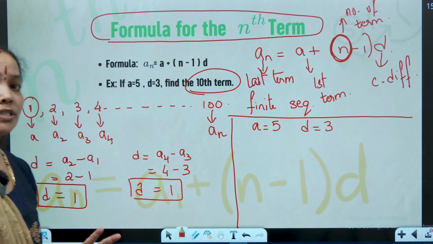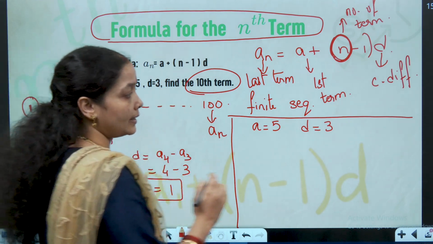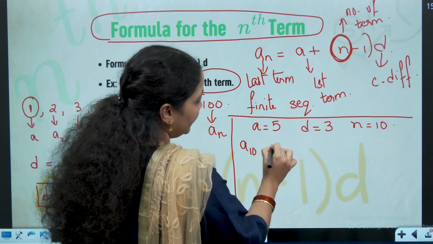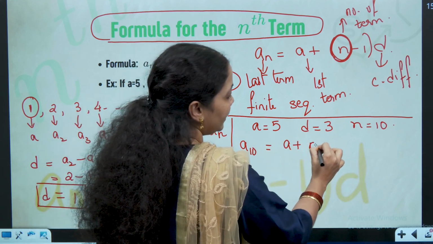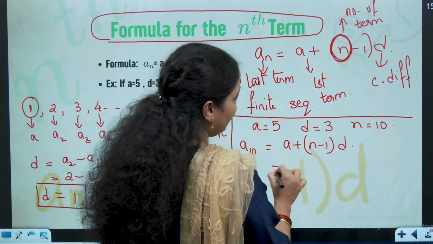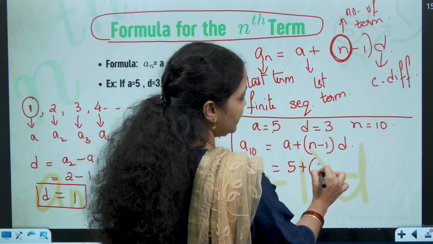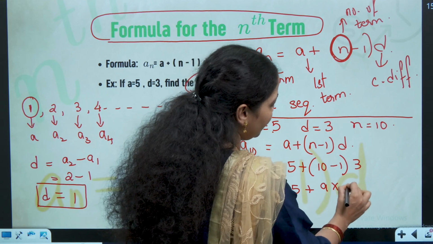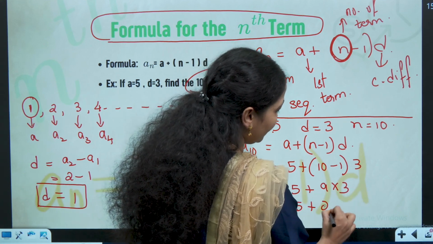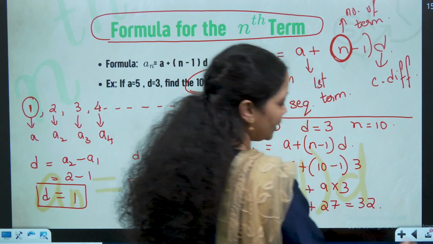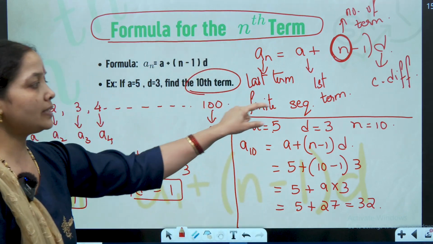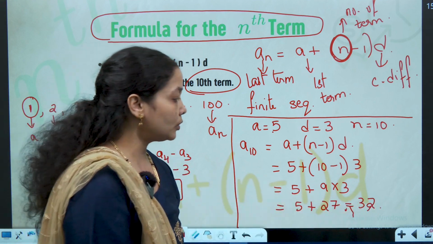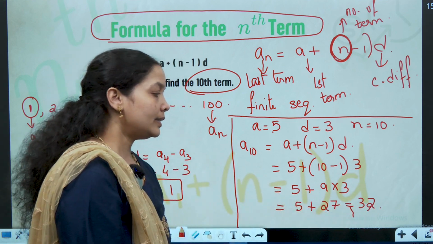I told you whichever position wise term is asked, place n as that number. So n will be 10. I have to find A10. A10 will be a plus n minus 1 into d. So a is 5, n is 10, minus 1 into d is 3. So this will be 5 plus 9 into 3, that is 5 plus 27, which is giving me 32. That means the 10th position of this series having a as 5 and d as 3 will be 32.